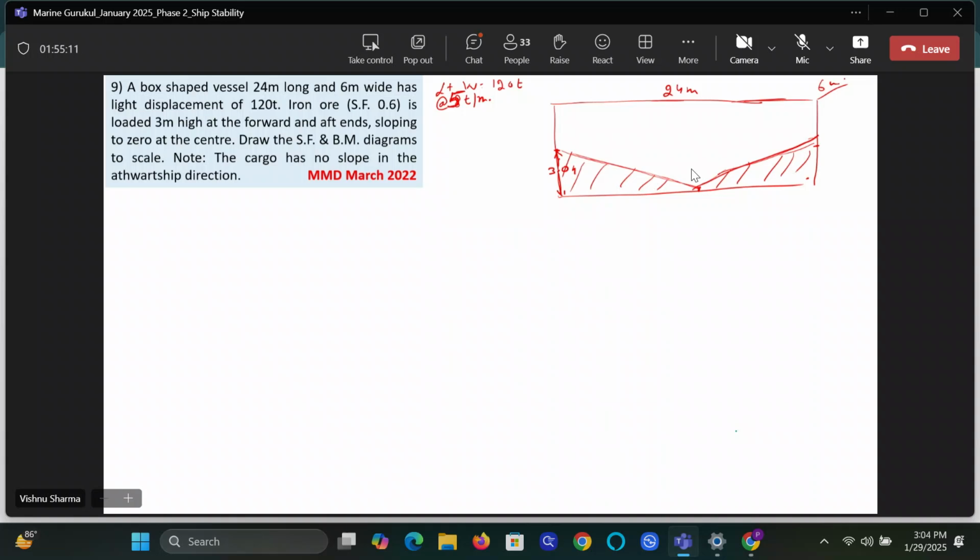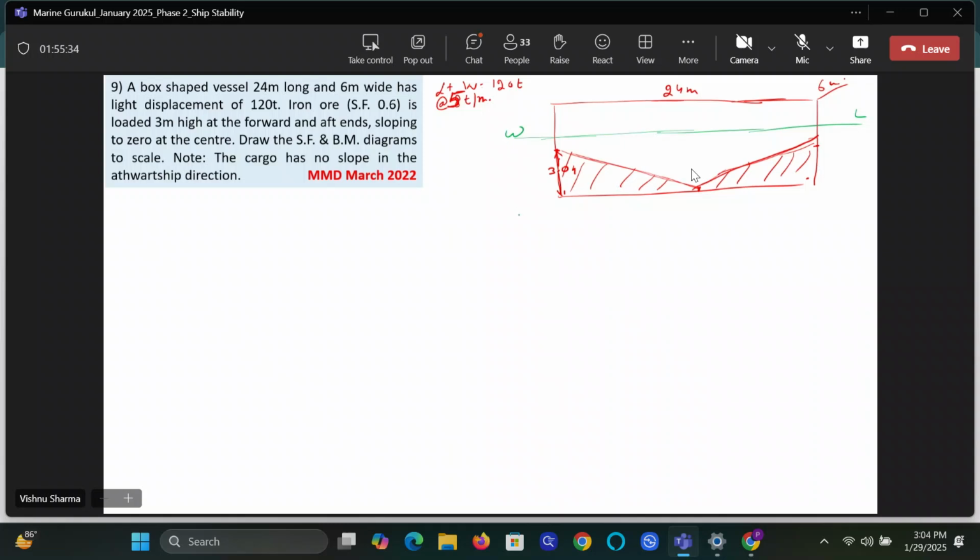Correct, beta? Am I right? Because weights may be symmetrical, but what happens if the buoyancy is not symmetrical? Am I right? Have you understood, class? Yes, sir. Okay. Whatever be the draft, less than 3 meter, more than 3 meter is not the issue.